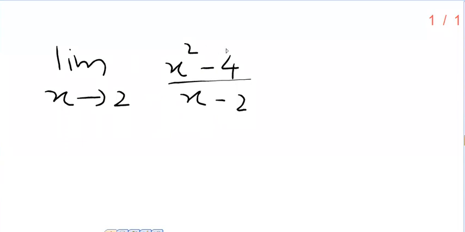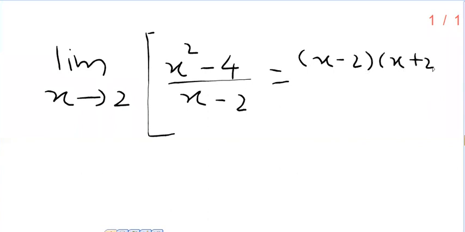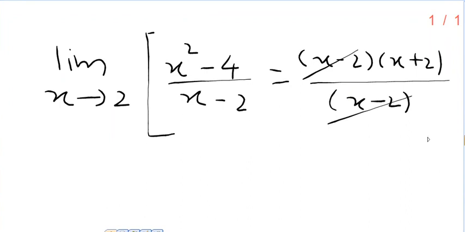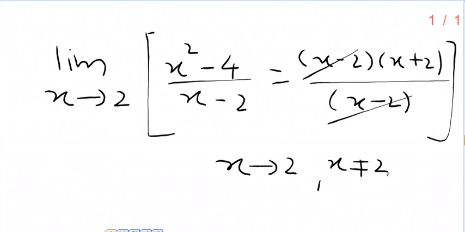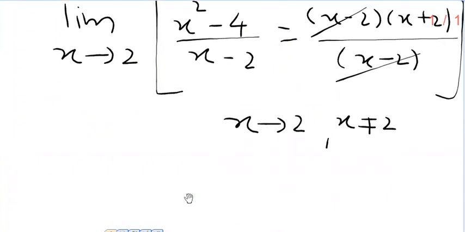After this, I will observe that as the denominator and numerator both are 0 as x tends to 2, or at x equal to 2 rather, x minus 2 must be a factor of both numerator and denominator. So x minus 2, x plus 2, denominator as it is x minus 2. Now can I cancel x minus 2? Yes, I can. Why? Because x only tends to 2, x is not equal to 2. In the exam you are supposed to write this reason also. So division by x minus 2 is valid, allowed, defined.